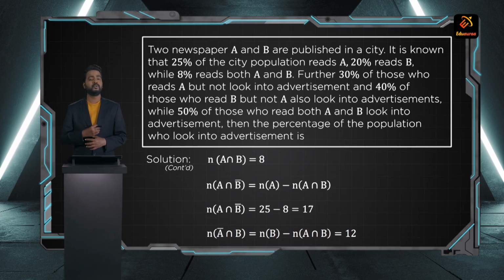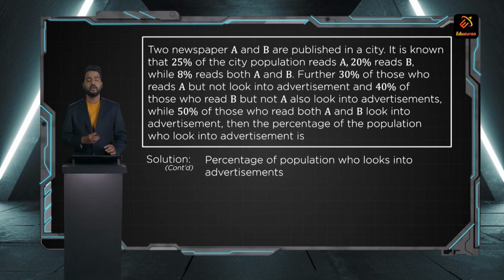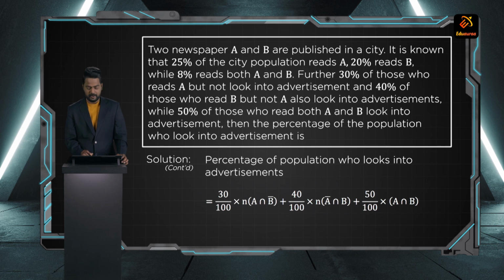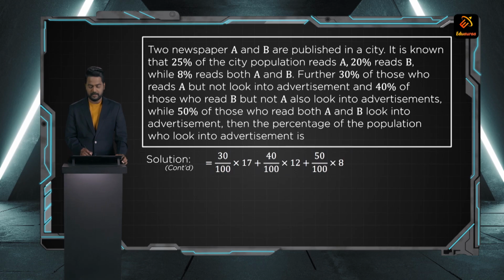So now, according to the question, percentage of the population who look into advertisement will be equal to 30 upon 100 into n of A intersection B dash plus 40 upon 100 into n of A dash intersection B plus 50 upon 100 into n of A intersection B. So according to this, it will be equal to 30 upon 100 into 17 plus 40 upon 100 into 12 plus 50 upon 100 into 8.